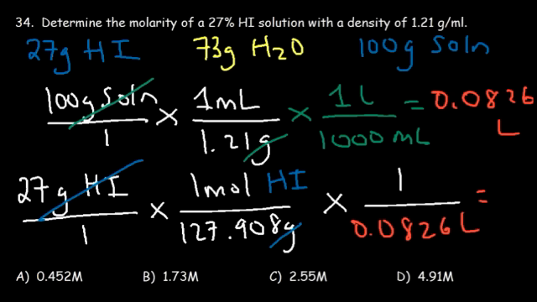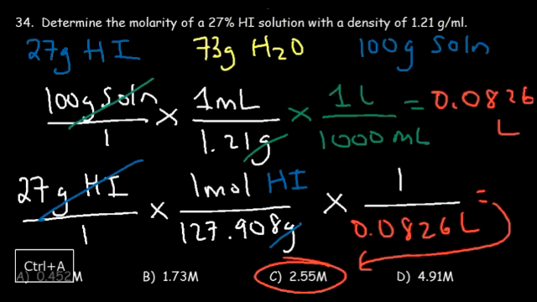So 27 divided by 127.908, you should get 0.211, and then divide that by 0.0826, and the final answer is about 2.55. So answer choice C is the right answer. It really rounds to 2.56, but C is the closest answer.